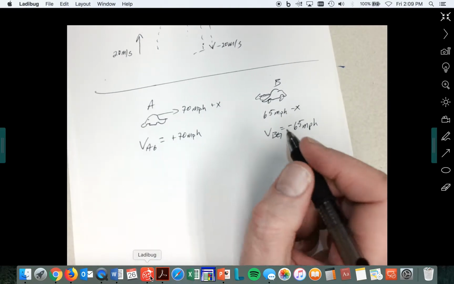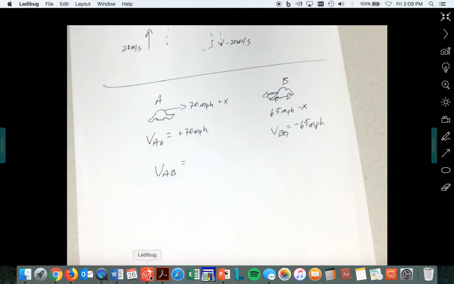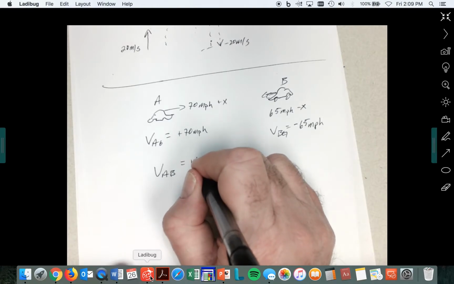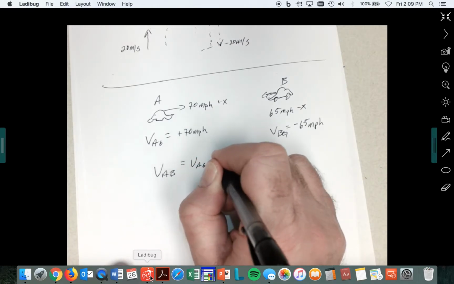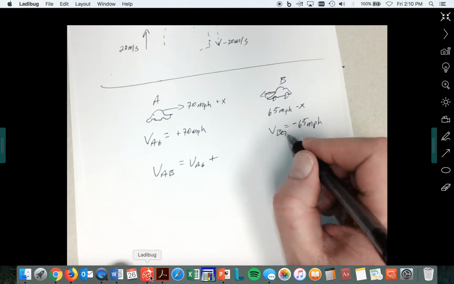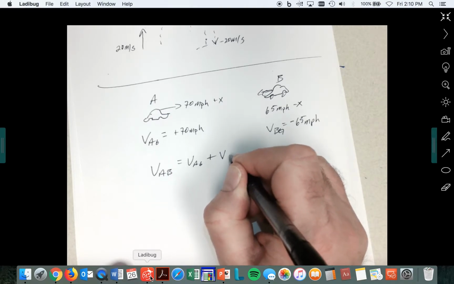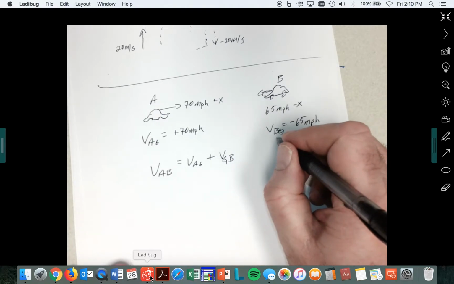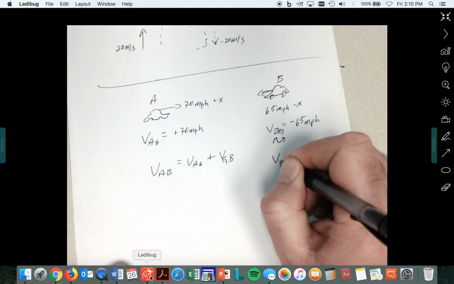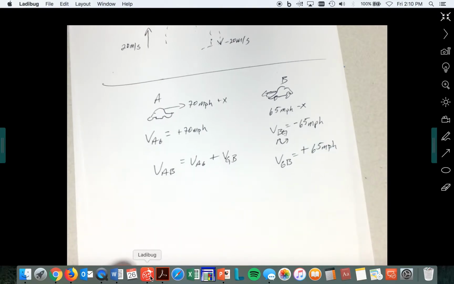Okay, so what is the velocity of car A according to car B? Well, here's what we do. We go to the velocity of AG plus, now remember, I want to get A and B, so I'm going to keep my two outside subscripts. I want B on the outside subscript, so I'm going to put B here and put G here. When I flip-flop these, this becomes V of GB is equal to positive 65 miles per hour. That's the way that works.